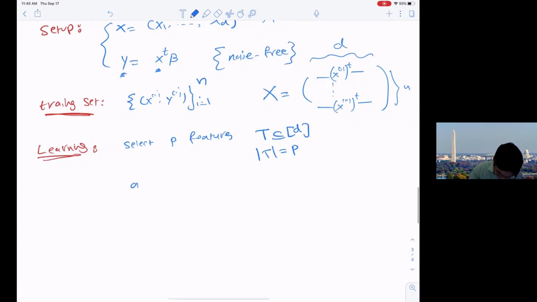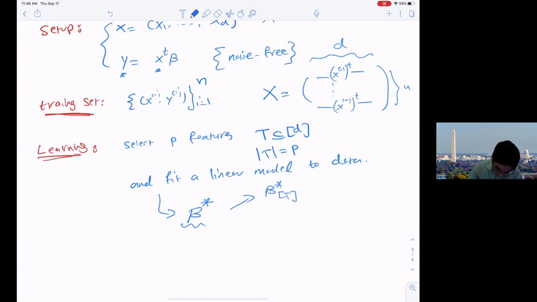And I'm going to fit a linear model to my data. So what is the linear model that we have? The coefficients of this linear model, let's say, are going to be b star. This b star on the subset T is going to be something non-zero. This is a vector in p dimensions. But on the complement, the features that I haven't used, it is going to be zero. So my linear model is b star transpose times x in order to predict my y values. Is the setup clear?